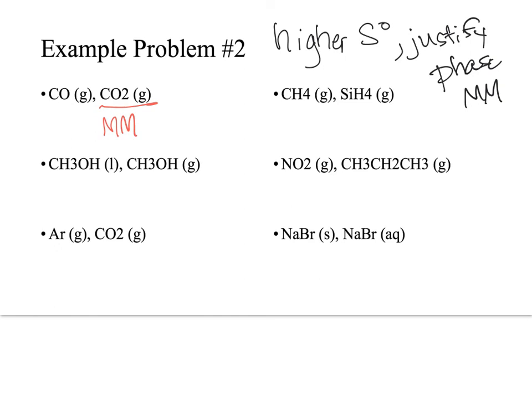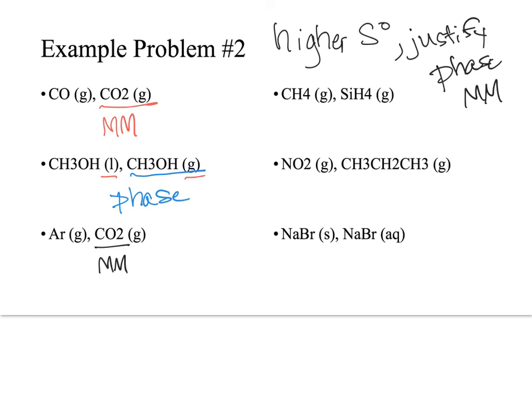All right, we'll look at the next one. Methanol liquid and methanol gas, same molecule but 2 different phases. So in this case, the gaseous methanol would have the higher entropy, and that is due to it being at a higher phase. Right, the third example here, argon gas and carbon dioxide gas. Argon has a lower molar mass than CO2, so this one would have the higher entropy, and that is due to molar mass.